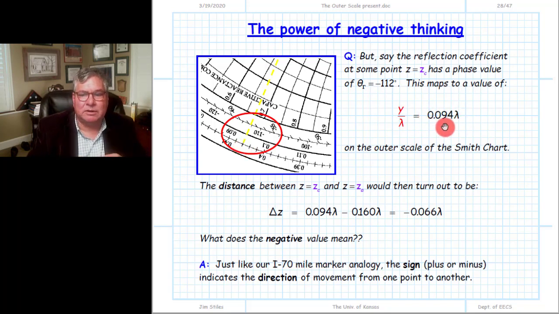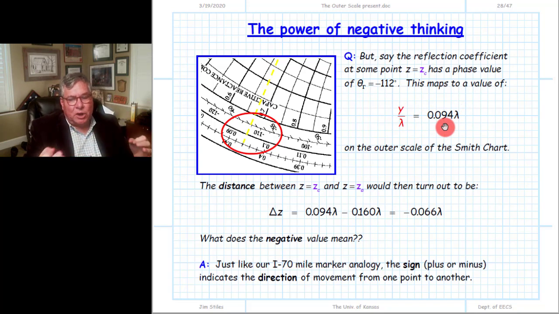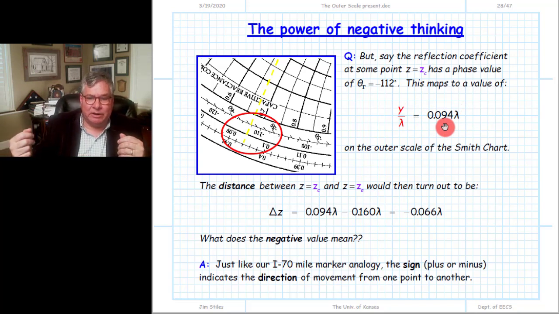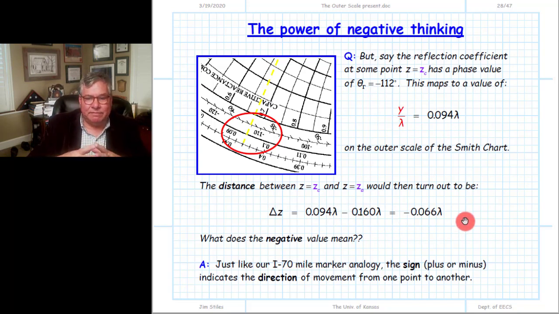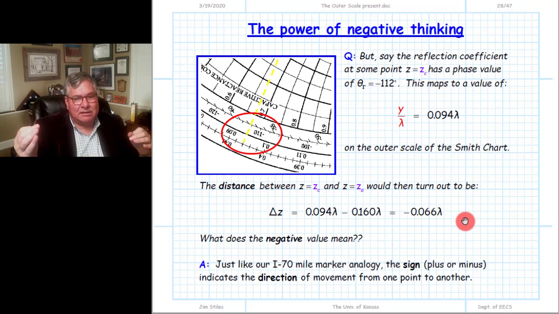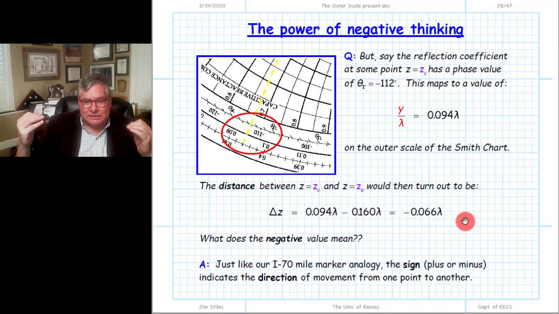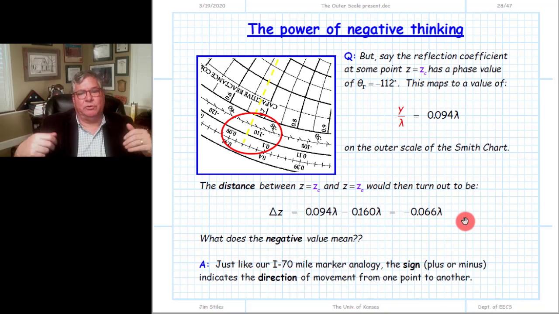It's just 0.094. If we determine the distance between our original point ZA, which had a value on the outer scale of 0.16 lambda, and ZC, which now has a value of 0.094, and take the difference between those two, we get a negative 0.066 lambda. So what does the negative value mean? Well, this is just like the analogy of our mile markers. The sign, positive or negative, speaks to direction.